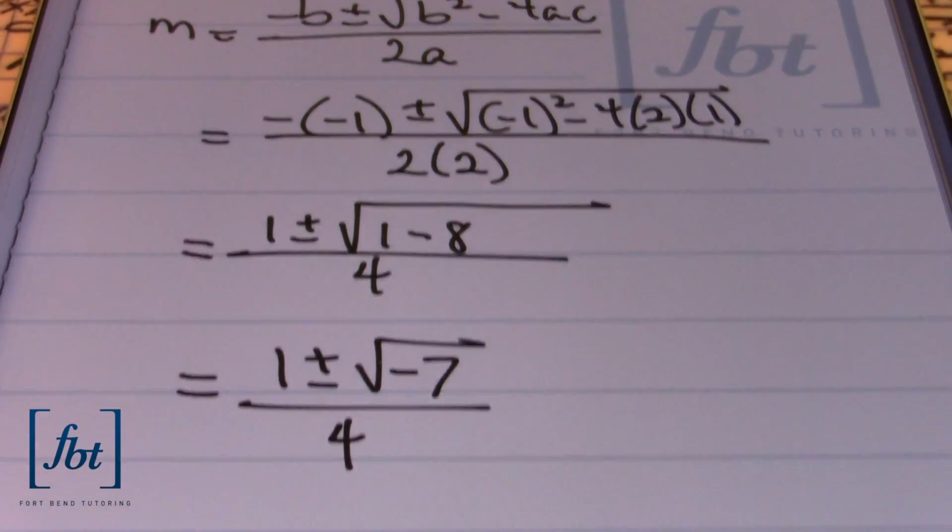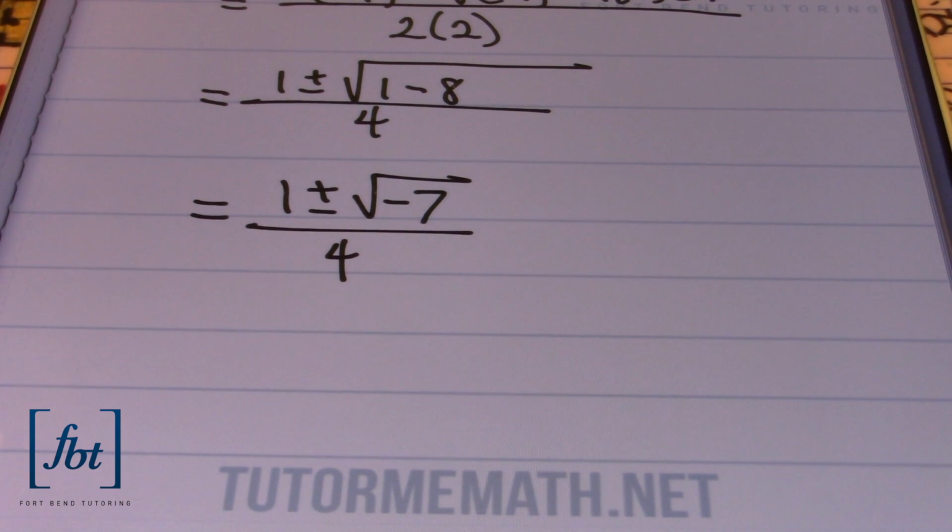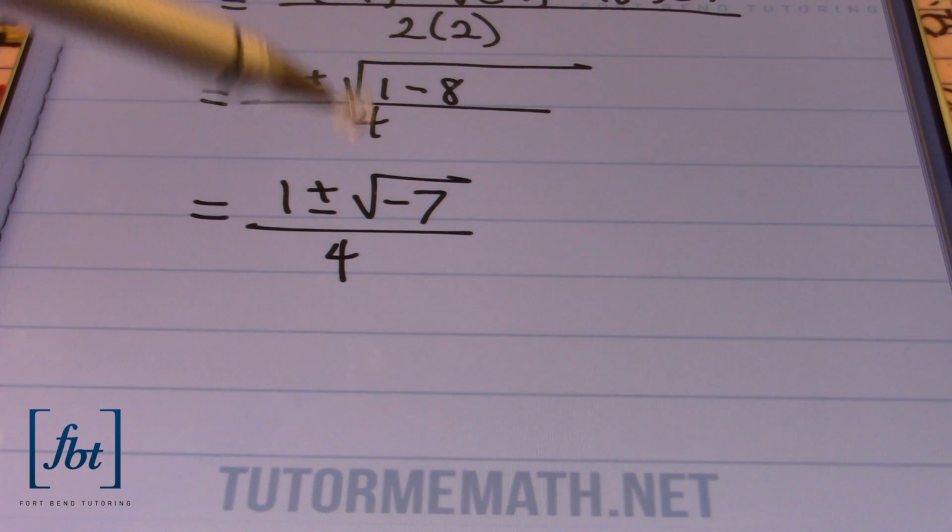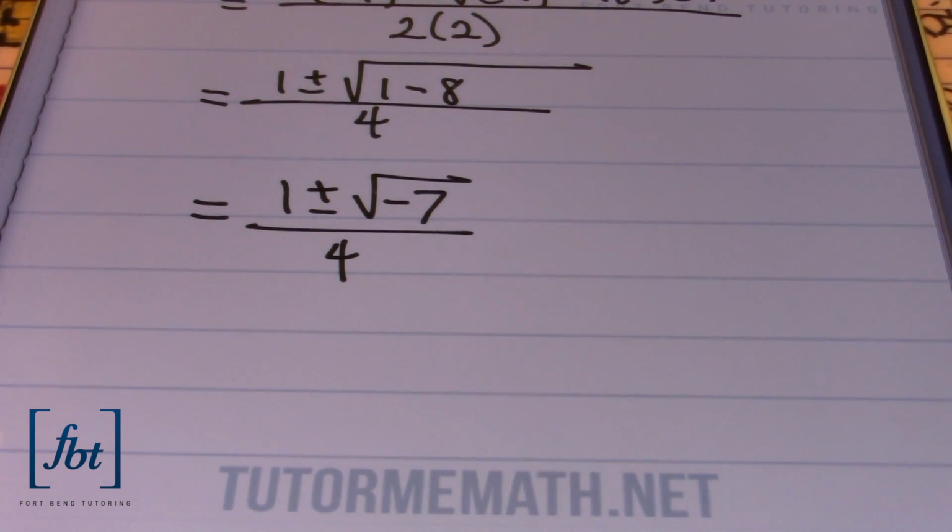Ladies and gentlemen, this is an imaginary number because you can't take the square root of -7. Well, what does that mean as far as our system is concerned? That means that these two functions will never intersect. We can't even get to a point where we can plug this value back in to solve for x.